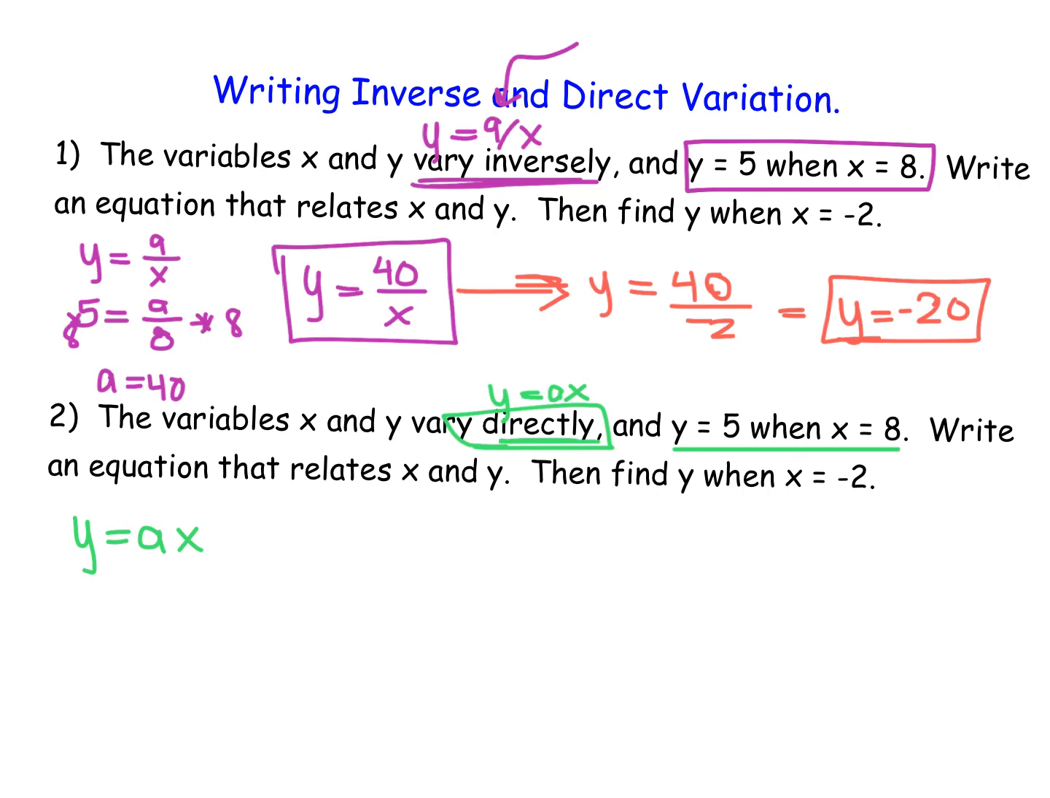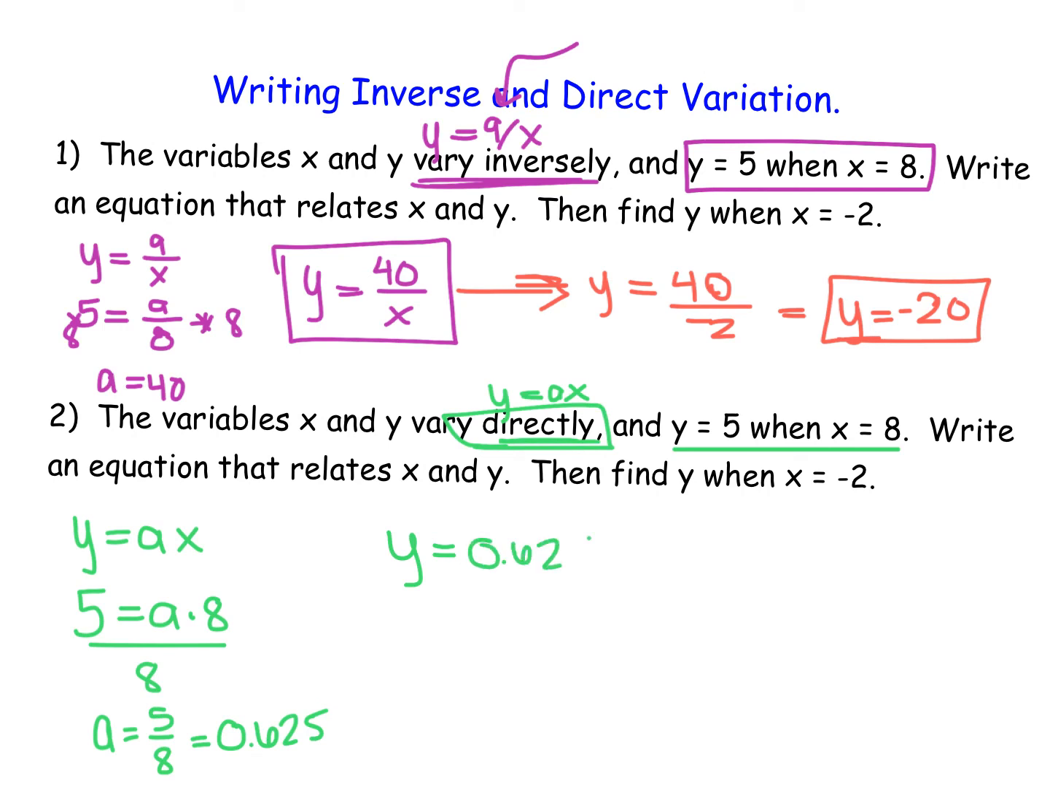So here we start off and we input our values. So I have 5 is equal to a times 8. And I want to find the value for a. So I divide each side by 8. So I end up with a is equal to 5 over 8, which is approximately 0.625. So my equation here is y equals 0.625 times x.